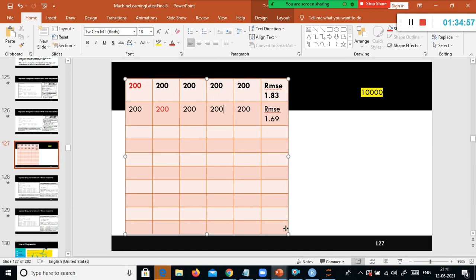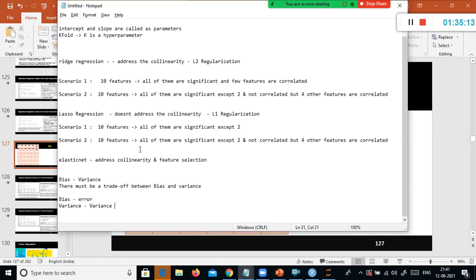So for each and every fold you will get a different RMSE. You take all the RMSE values, take the mean value, and take the standard deviation. For model 1, what is the mean RMSE? What is the standard deviation? Standard deviation is nothing but your variance. We use standard deviation to compute the variance, and the mean of the RMSE is the mean error.